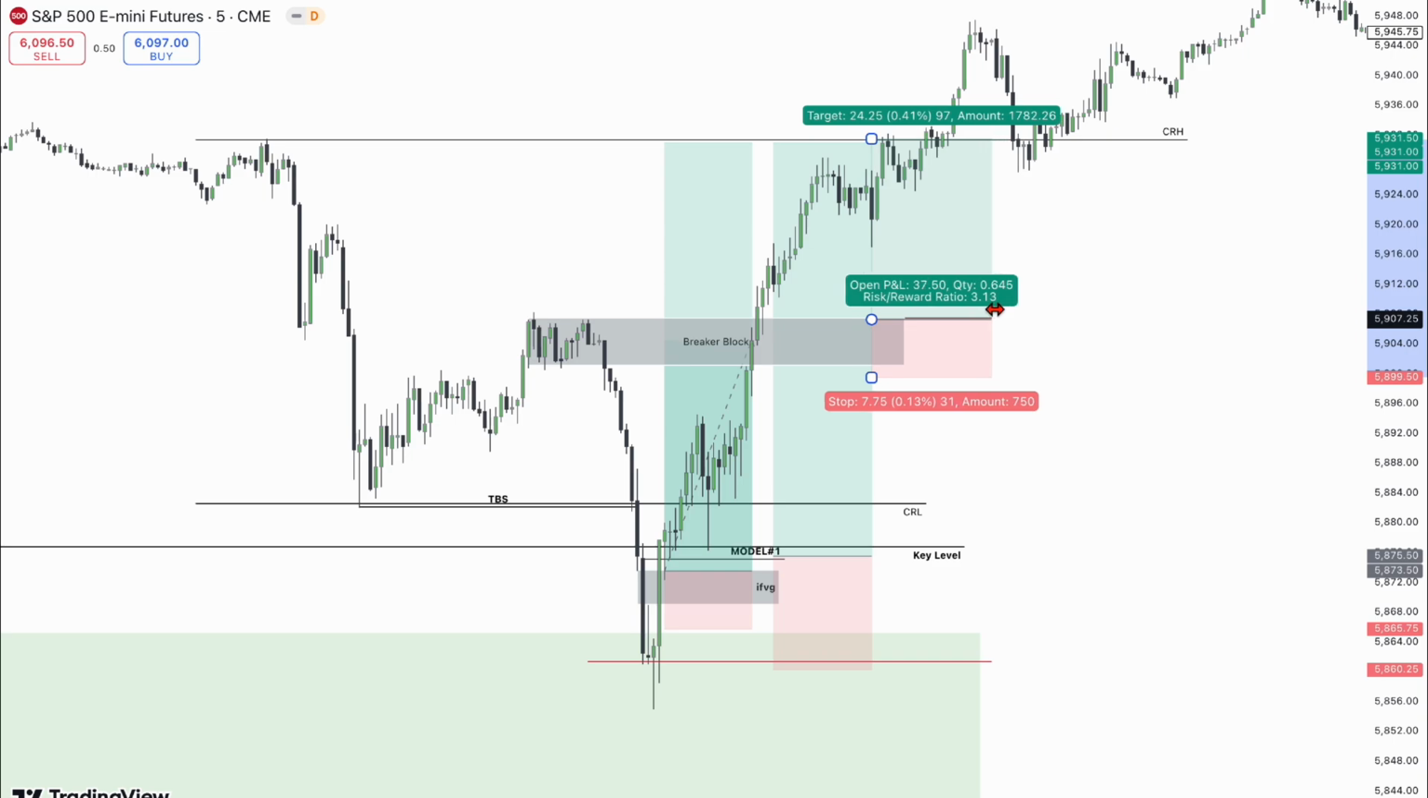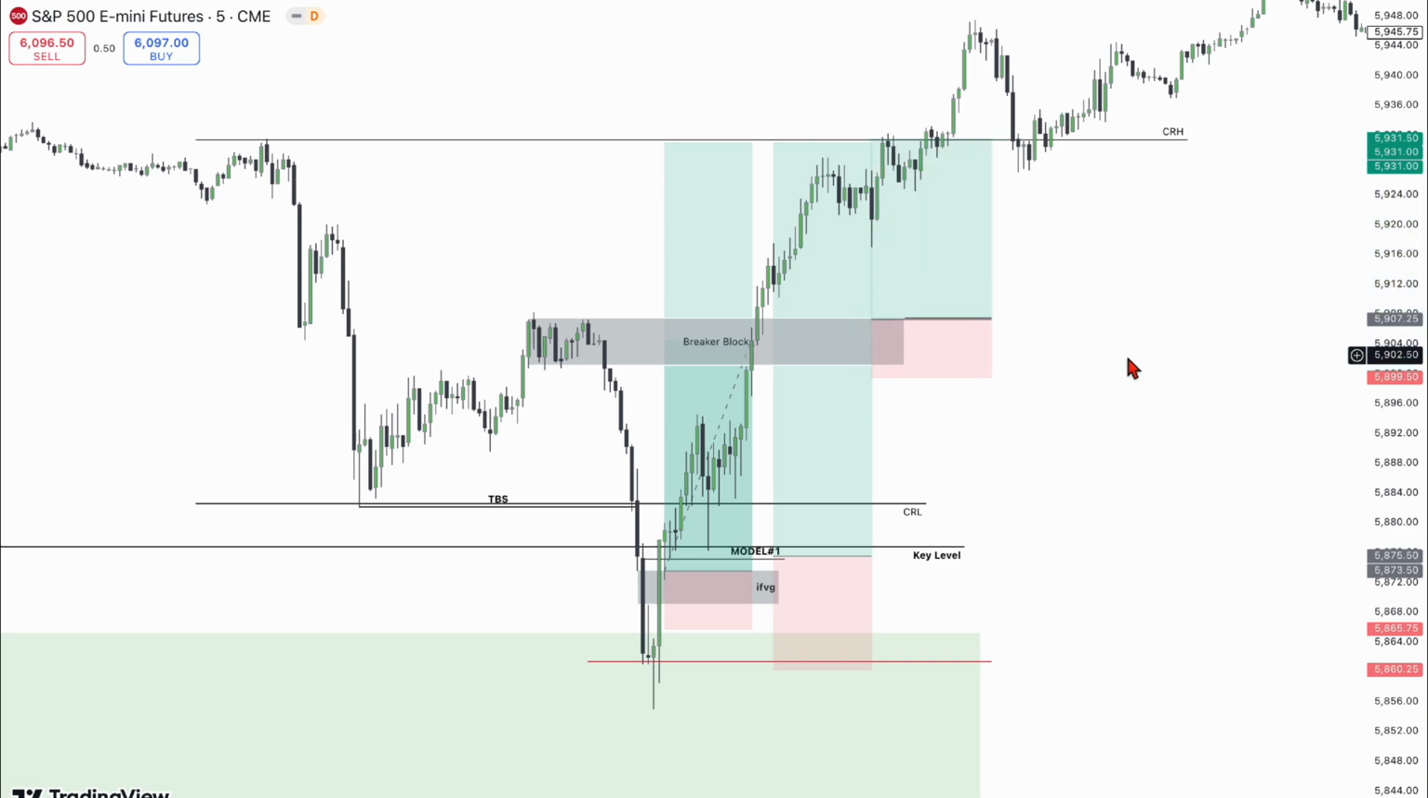Another entry model is the kiss of death, but I wouldn't recommend it. Just focus on these entry models and choose any two according to your preference. Backtest and forward test them repeatedly, and once your confidence builds, apply them in live markets.